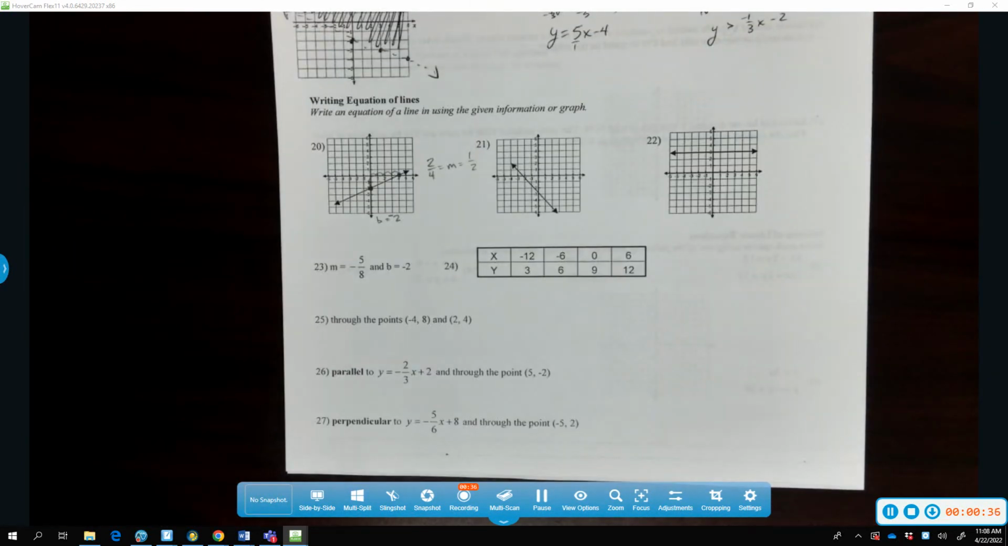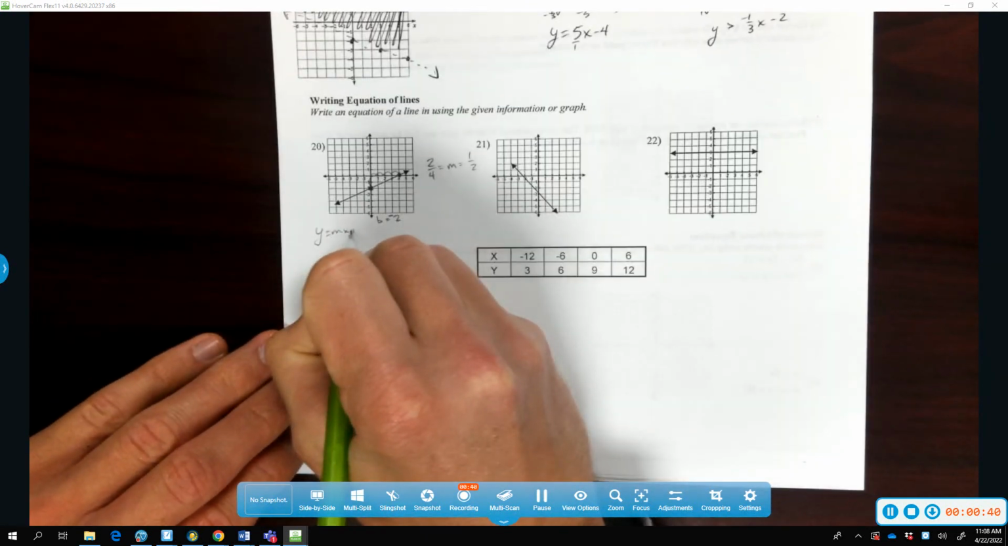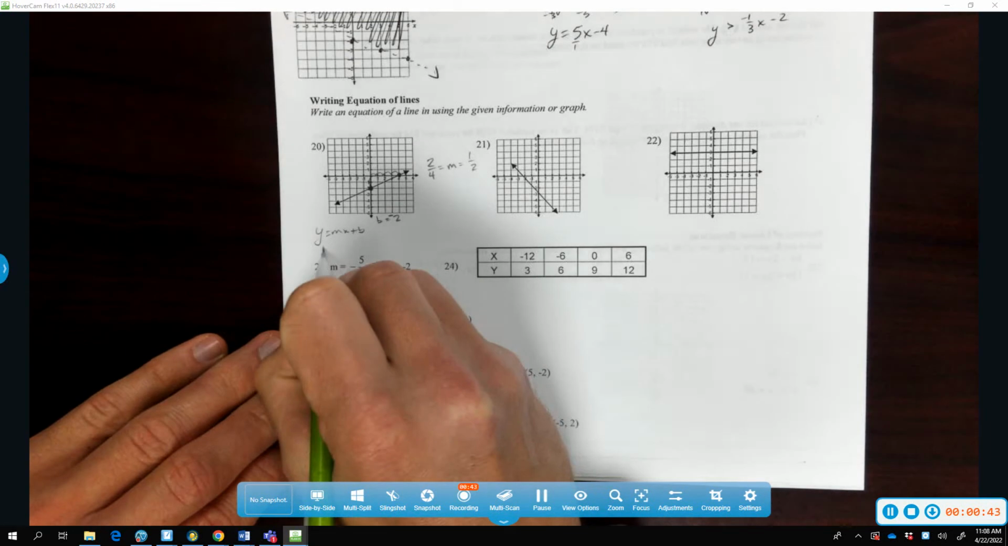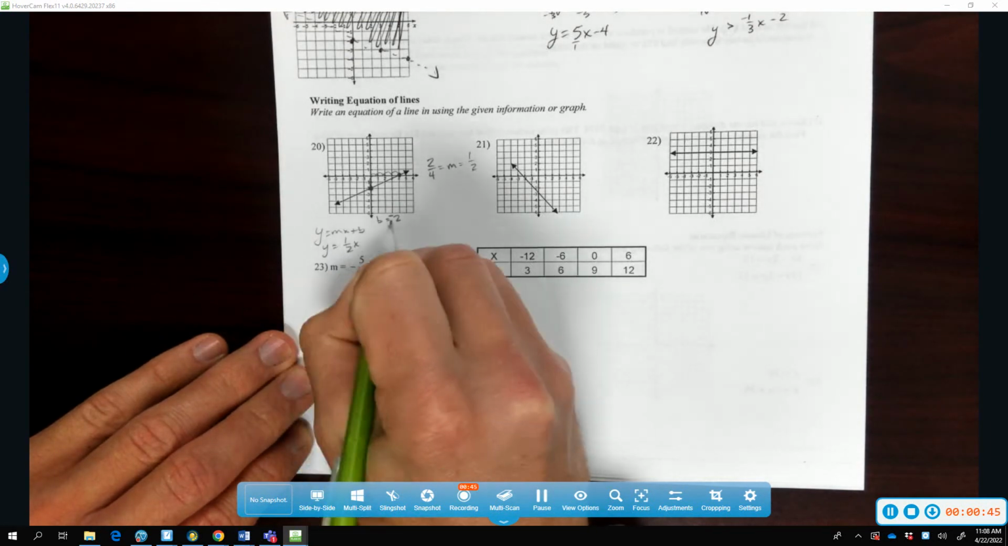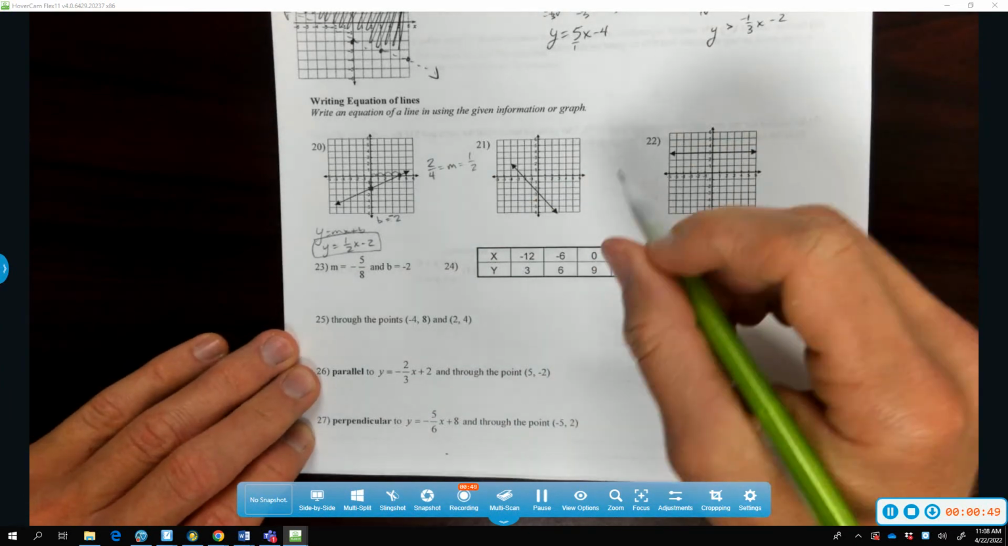So let's go ahead and put that in y equals mx plus b form. So we've got y equals mx plus b. We know that m is 1/2, so y equals 1/2 x, and we know that b is negative 2. Look at number 21. Number 21 is a negative slope.